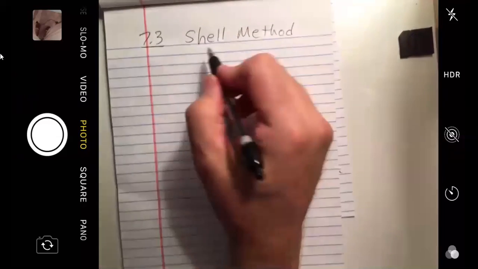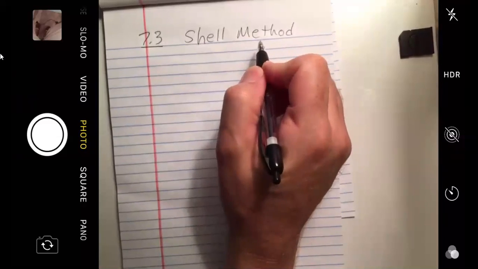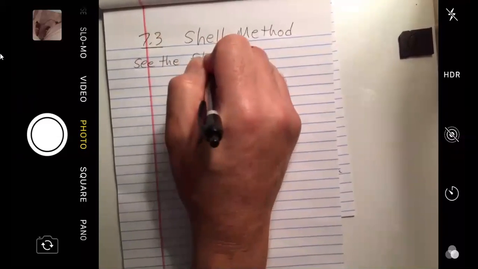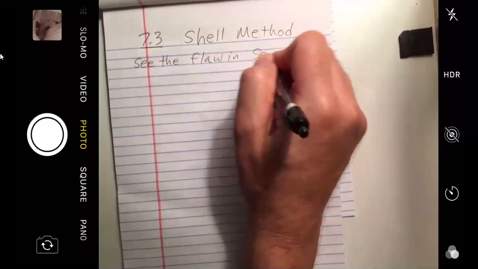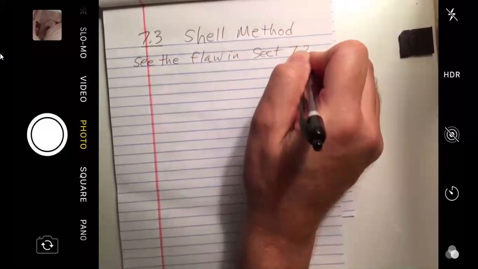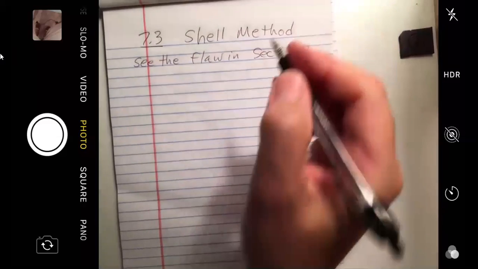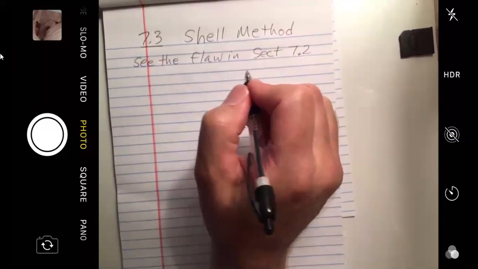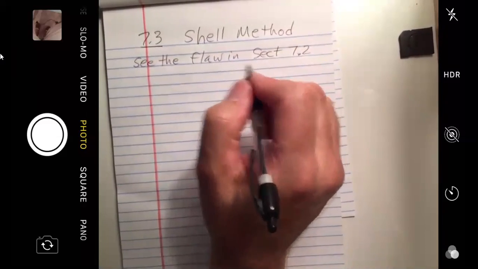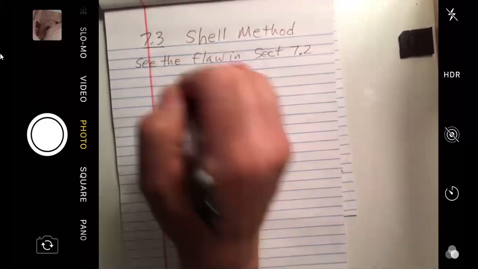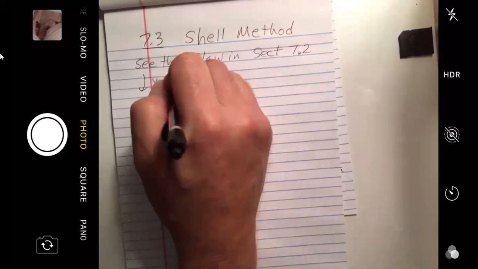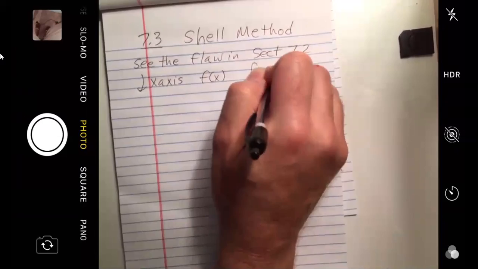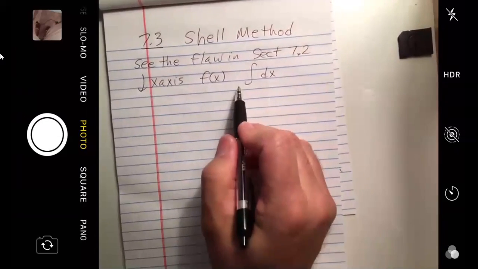To understand what they're doing or why they're doing it, you have to see the flaw in section 7.2. Math is all about trying to perfect things, or going, I don't want to do it that way, I want to do it another way. If in 7.2 you went around the x-axis, you had f of x and integral dx. And this is what we like. Life is beautiful.